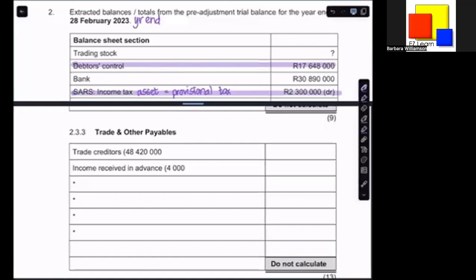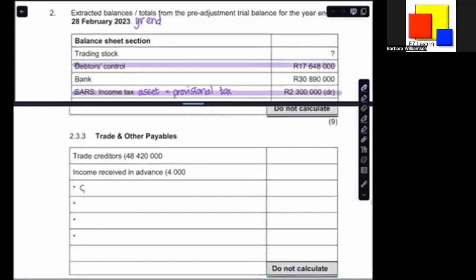I like to put SARS directly into the payables and then adjust it. If your final answer ends up as a debit, you can then move it to receivables. Obviously, as it is a debit balance, you're going to put it as a minus.